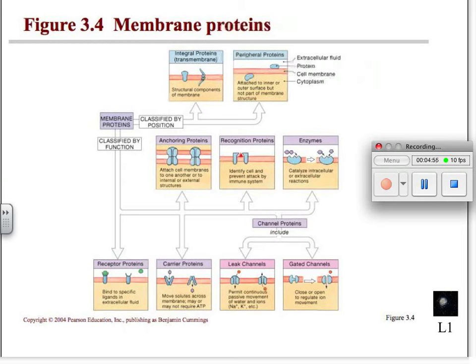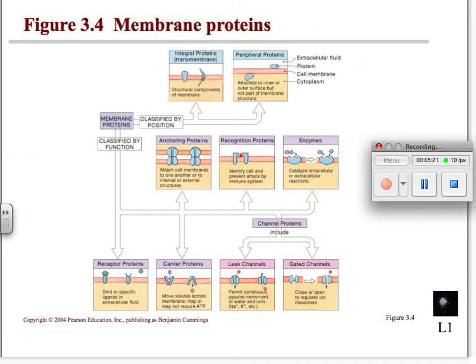It could be a leak channel. So in this case, it's not physically moving something in. It's just like a pipe. It doesn't even have a valve. All it is is just a tube into the cell. And then finally, you've got gated channels. Those are just like a faucet. Turn it off, turn it on, turn it off, turn it on.